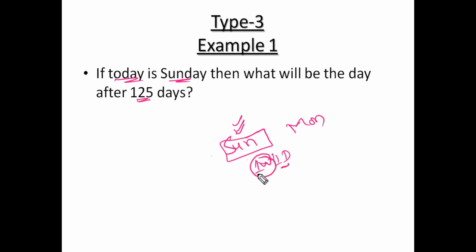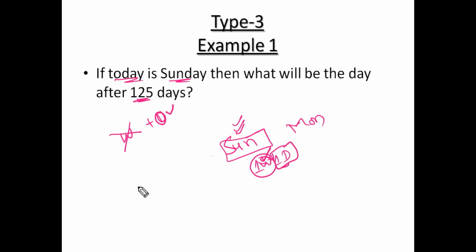So here my intention is, in this type of questions, the number of weeks will not affect the question. Simply the remaining days, means odd days, will affect the question. So if you use this concept here, in these 125 days, how many weeks are there plus how many days are there? Days means odd days. So just by ignoring these weeks, considering these odd days, we'll get the answer, right?